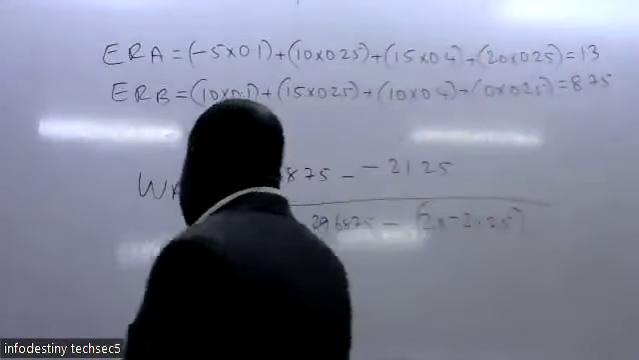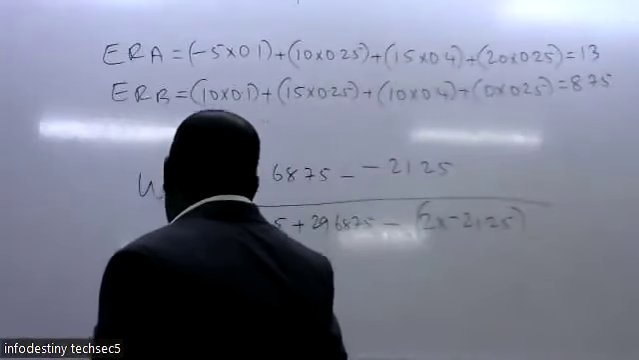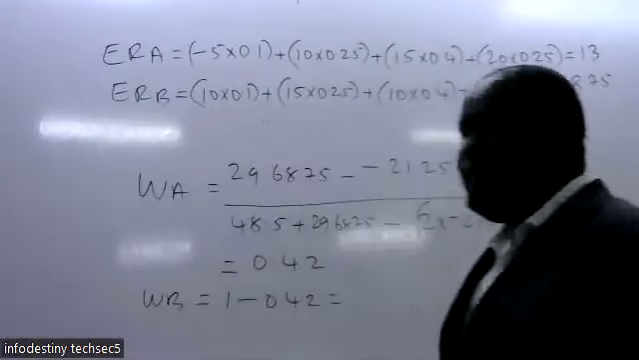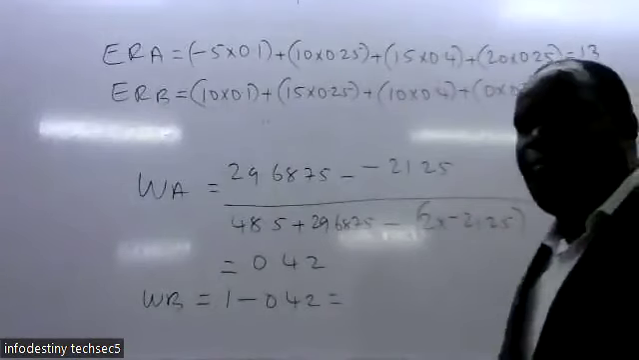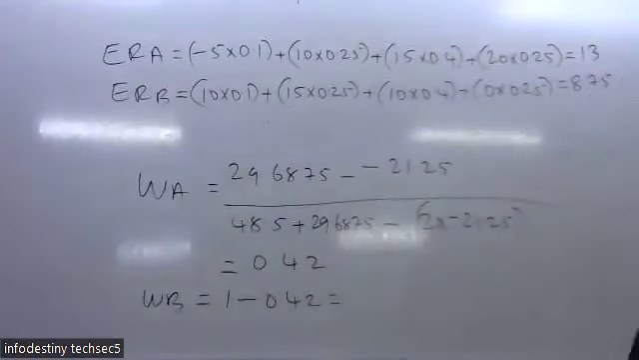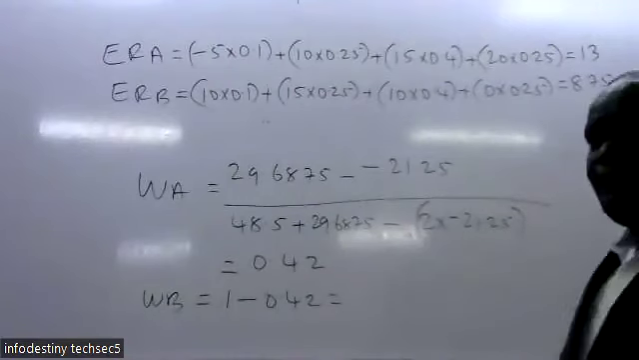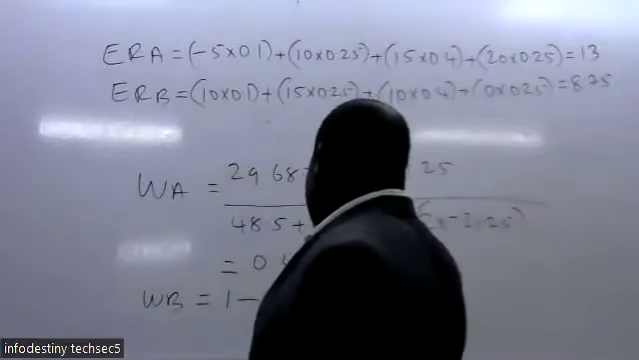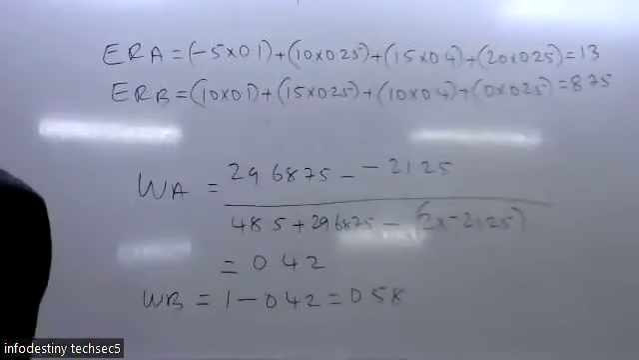Then that is now the weight for A. The weight for B will be 1 minus 0.42, because the 2 must add up to 1. So when you want to get the weight for B, you simply take 1 minus 0.42. That is how you are meant to get the weights, the proportions.